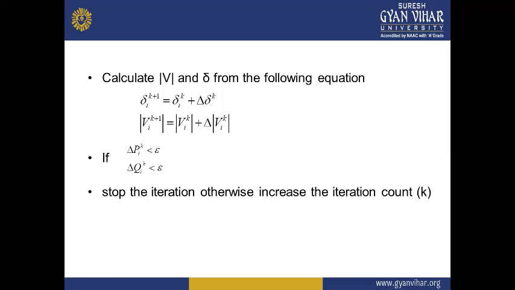we have to calculate the voltage magnitude and delta from the following equation. Now, the difference of the real and reactive power should be less than the tolerance limits; they should not cross the limits. Also, we have to check whether the reactive powers are crossing the limits or not. If they are crossing, we have to set them to the nearest given bounded limit. If the differential real and reactive powers are less than the tolerance limit, then we stop the iterations. Otherwise, we increase the iteration counter k.